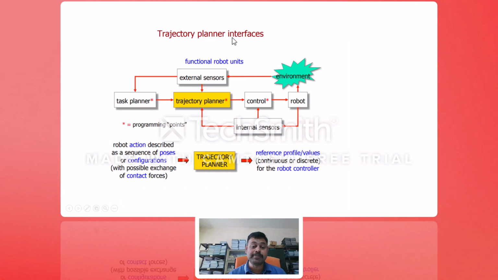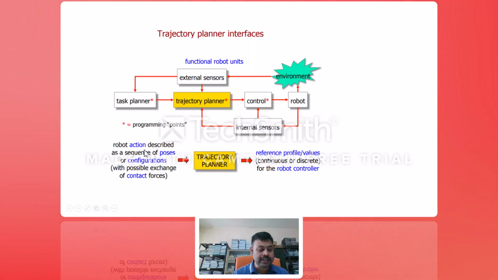Now I am coming to trajectory planner interfaces. What are the elements if you want to apply this for project work or anything? The trajectory planning interface is important. In the functional robot units, you have a trajectory planner. An external sensor is there to give input to the trajectory planner. If any obstacles or anything come from the environment, the external sensor will sense and give that to the trajectory planner. And again, you have a task planner. Previously I said the task planner is a basic input to the trajectory planning. Then it goes to the control unit. Then it is the robot. In the robot environment, you have a sensor. In the robot, you have an internal sensor that will guide it properly.